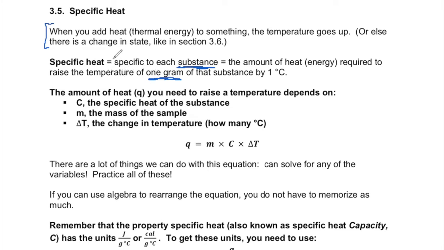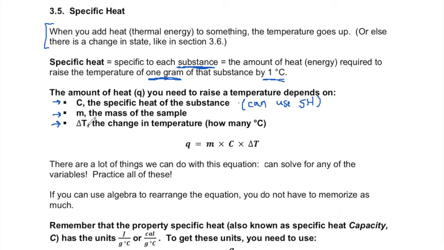So the specific heat tells how much heat is needed to raise the temperature of 1 gram of that specific substance. We'll equalize everything to 1 gram by 1 degree Celsius. We've mentioned that the heat that you need depends on the specific substance, which is the specific heat, a lot of times expressed by the variable C. If you want to use SH to remind yourself that this is specific heat, that's okay too. It also depends on the mass, and it depends on how much you want to raise the temperature.